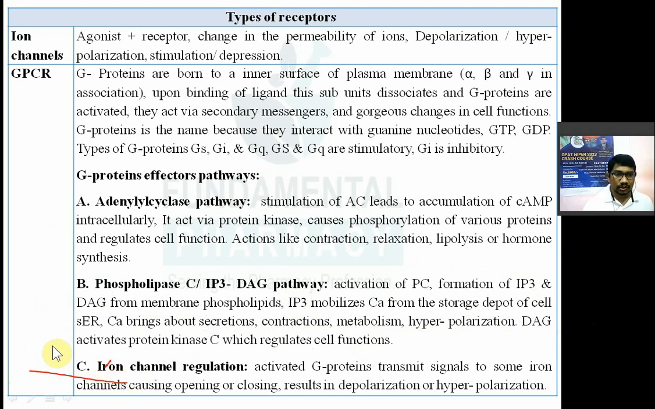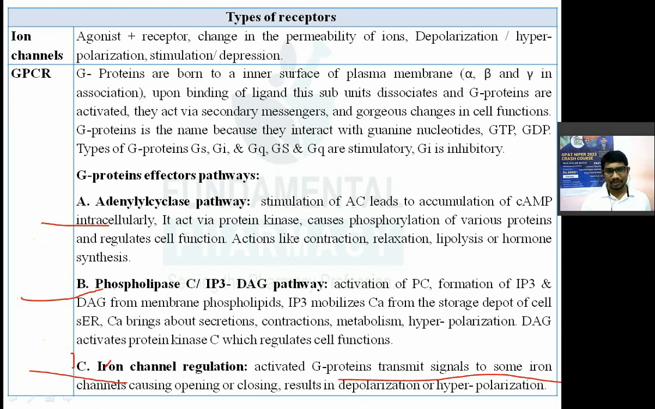So G protein activation leads to particularly G inhibitory. तो G stimulatory क्या करता है? Adenyl cyclase को activate करता है. GQ क्या करता है? Phospholipase C को activate करता है. And G inhibitory जो होता है GI, so it will activate the ion channels. So transmit the signal to some ion channels, causing opening or closing, resulting in the depolarization or hyperpolarization. That is okay. Now G protein coupled receptor they act via 3 effector pathway.